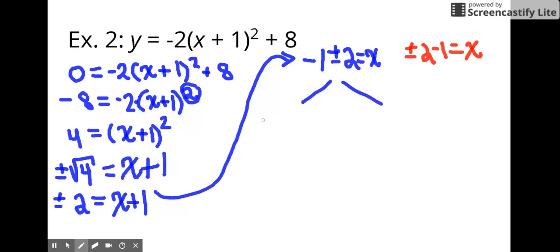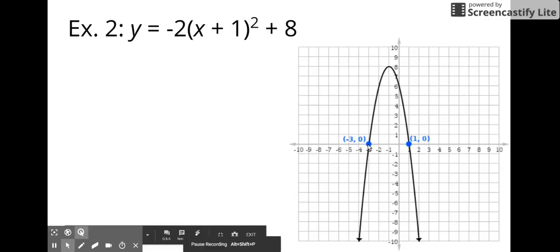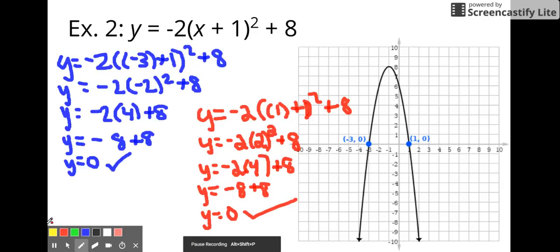So let's solve both of those to find our x-intercepts. So we find that our solutions are x equals 1 or x equals negative 3. Which means on the graph of this parabola, we have two x-intercepts, one at negative 3, 0, and the other at 1, 0. Let's verify this algebraically. From substituting in our values of negative 3 and 1 in for x, we see that both of them will give us a y value of 0, which means that we solved correctly.